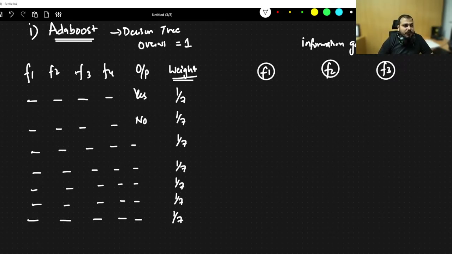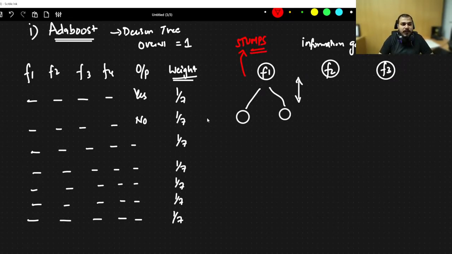Suppose out of feature 1, feature 2, feature 3, you have selected that the information gain and entropy of feature 1 is higher. So I'm going to use feature 1 and divide this into a decision tree. Let's say I'm dividing it like this. This decision tree depth will be only one, and since it has only one depth, we call it a stump. We create a decision tree by taking only one feature and dividing it to only one level, one depth. That's it, and this is specifically called a stump. I hope everybody is able to understand till here.